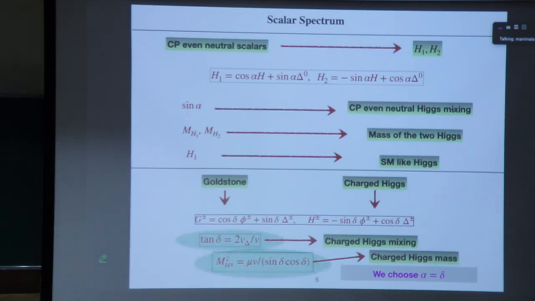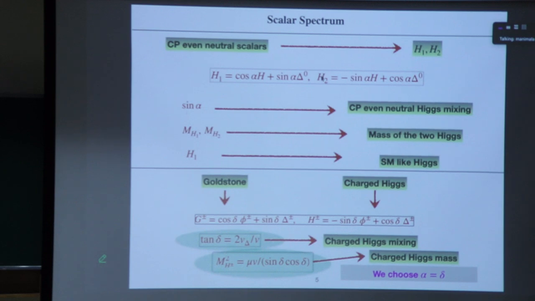Now this model has this delta field, so this brings up interesting phenomenology in the scalar sector. The neutral component, delta 0, mixes with the standard model Higgs field, and this H1 is the 125 GeV standard model Higgs, and this H2 is a BSM Higgs, a CP-even neutral BSM Higgs.